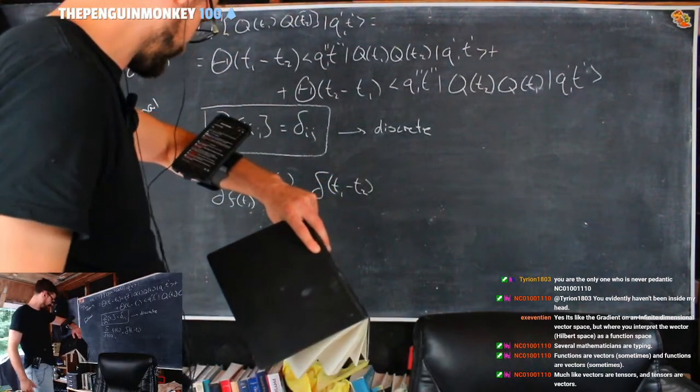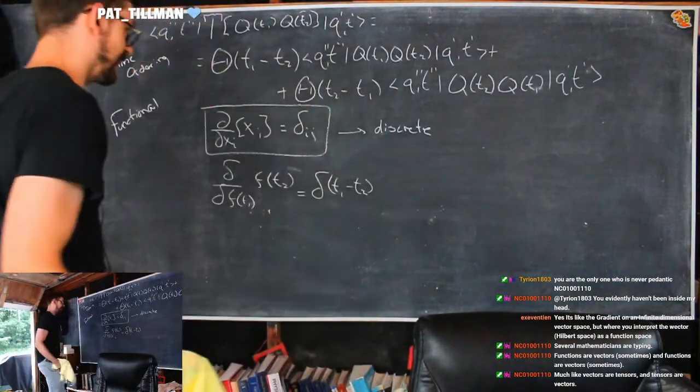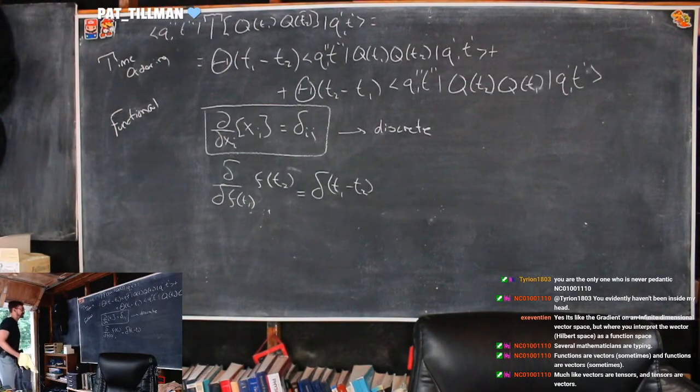Much like vectors are tensors and tensors are vectors. Functions are vectors sometimes. Yeah, exactly. Very good. Very well said, NC.